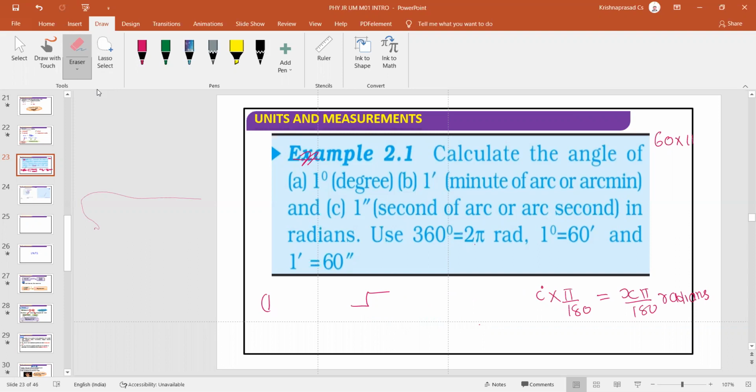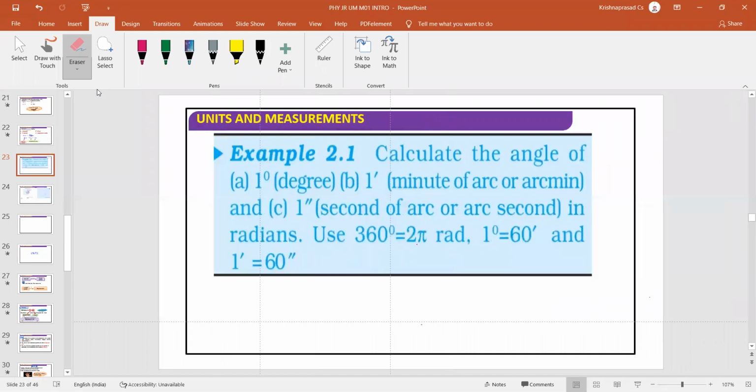So we are here to write again. There are two units used to measure plane angle. Below that, you may write as one is degree, and the second one is radians.